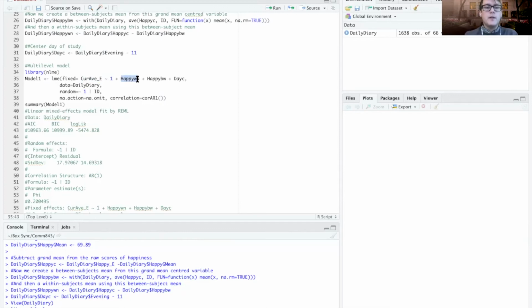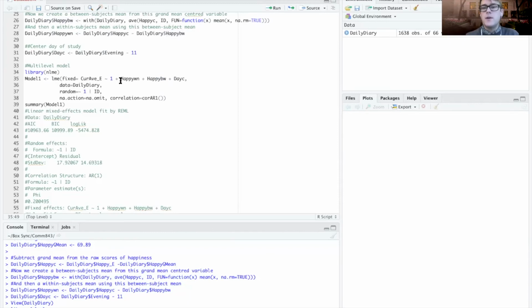Our happy within is our within person happiness variable. So this is at the level 1 part of our equation that we saw, and this will tell us if happiness is higher than usual, is my curiosity also higher than usual. We're also going to include usual happiness. And so notice now that even though we wrote our equation in this level 1, level 2 way of things, R doesn't see that.